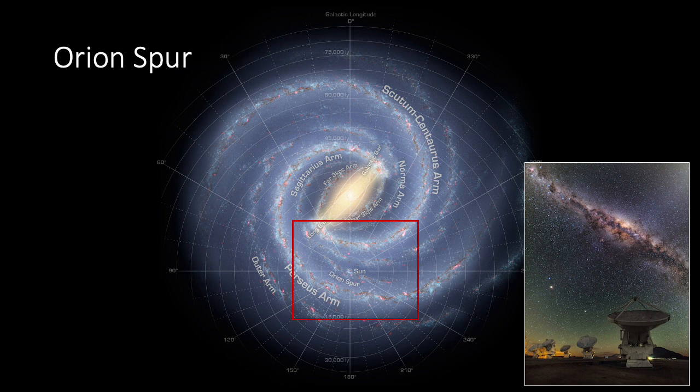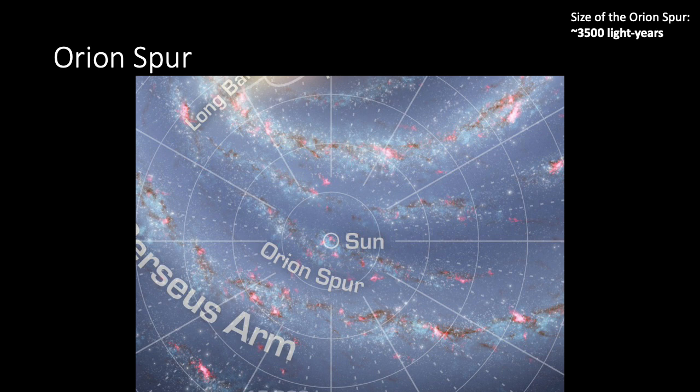Now let's focus on the red box centering the Orion Spur. You can see almost at the center of this box is the galactic address of our solar system. We have gone from a diameter of roughly 100,000 light years, or the entirety of the Milky Way galaxy, to roughly 3,500 light years, focused on the Orion Spur, which is this here. So this is the Orion Spur. It looks like a very small arm within the Milky Way.